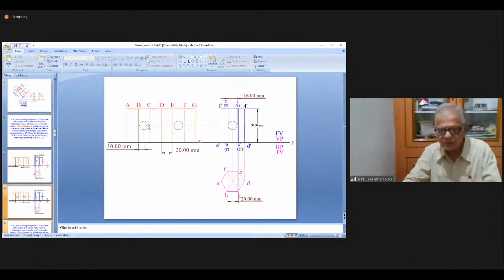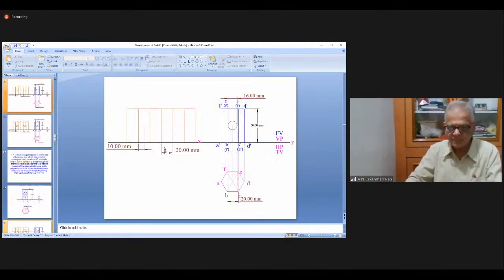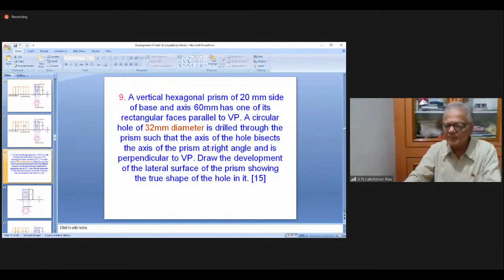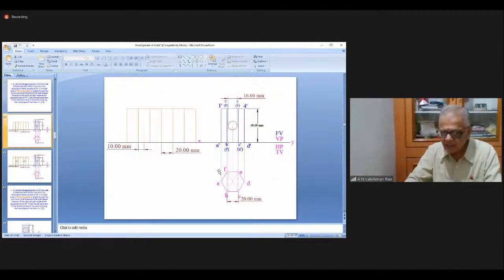Here I draw two circles. This is the development. This problem is so simple. You read it once again. This is the problem: vertical hexagon, 20 mm side, 60 height, resting on base, with one side parallel to VP.